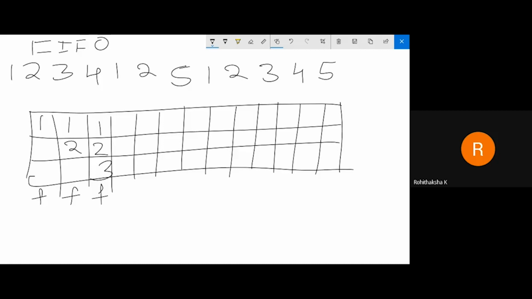Now 4 will come. So which one do I have to replace? I have to replace the page number 1. So now it is 4, 2, 3. Okay, 4, 2, 3. So this is also a page fault.